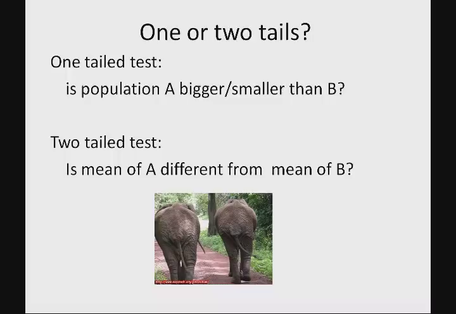While a one-tailed test is more powerful, a two-tailed test is more usual, and it would be unusual for you to use a one-tailed t-test. And you must think carefully about why you're using it if you decide you are.